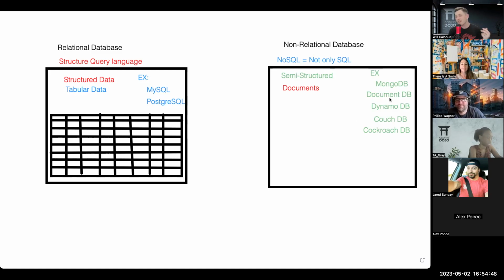The big thing to take away is that whenever we are dealing with a non-relational database, we deal in documents and it's semi-structured. When we're dealing with relational databases, it is structured and tabular, meaning everything's in a table.